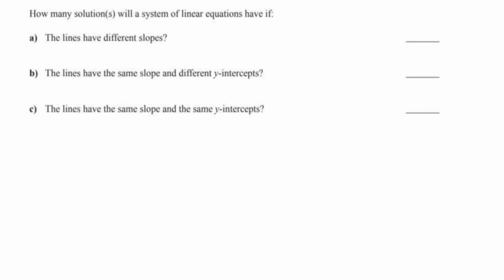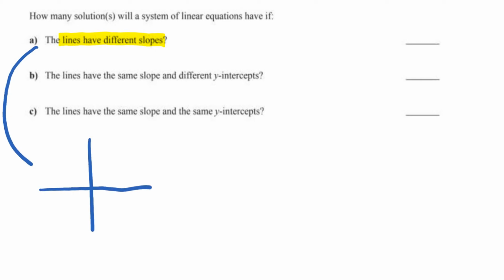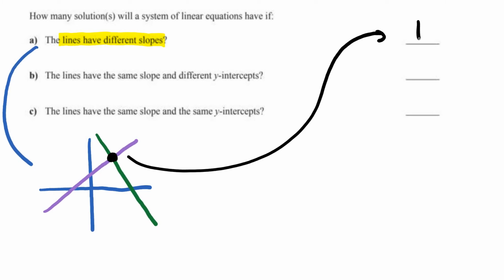Okay, so knowing that, let's see if we can do question number 2 now. How many solutions will a system of linear equations have if the lines have different slopes? Okay, so let's go ahead and try to illustrate this. You can probably figure this out by drawing a few different scenarios here. So here's a positive slope, and here's a negative slope. All right, so those are two different slopes. So what I see is there's one intersection point, so one solution there.